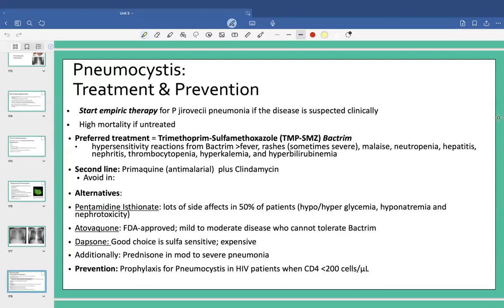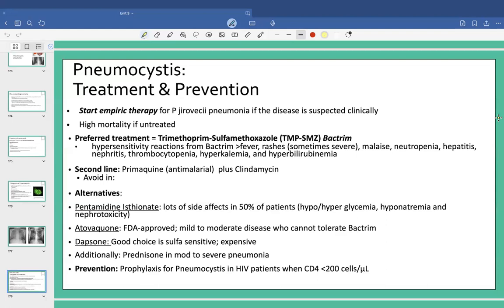We have several alternatives there. Dapsone is one you all talked about last week. Does anybody remember talking about dapsone? It is expensive, but it is an alternative. It is also contraindicated in patients with a G6PD deficiency.